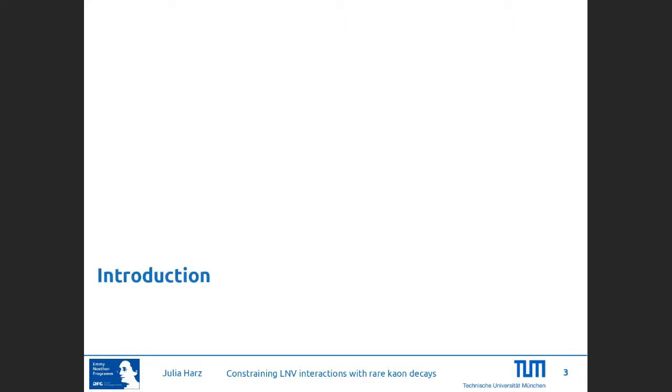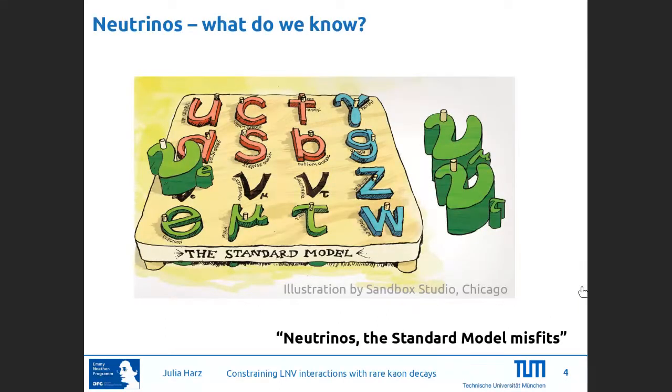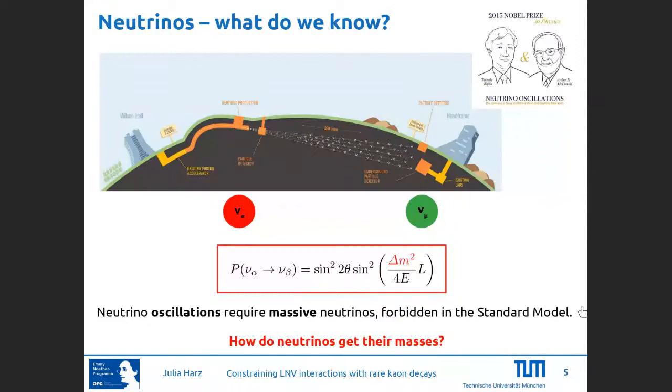So let's start with the introduction and the motivations. I think everybody in this webinar is inspired that neutrinos are hidden particles, elusive, invisible particles. What we know about them is that they are the standard model misfits. They are not really fitting in, and we want to find out how we can make them fit. So the question is, what do we know about neutrinos?